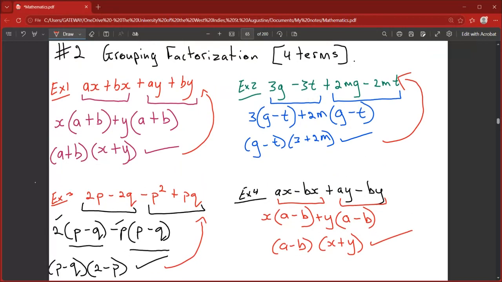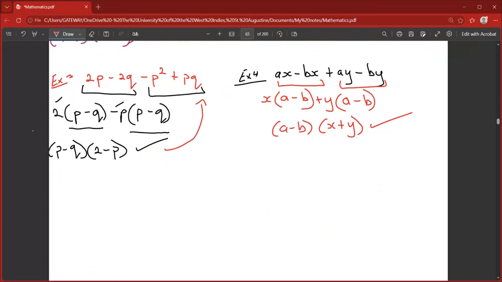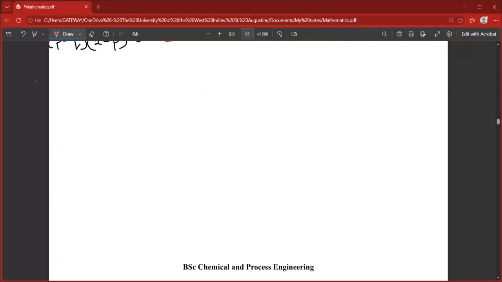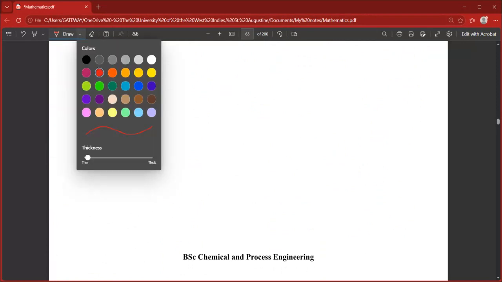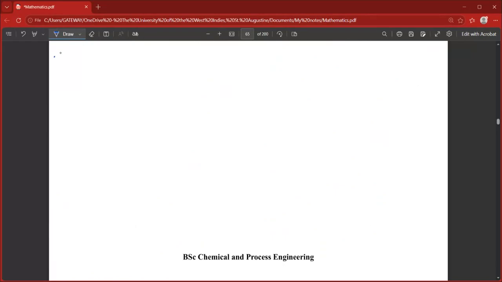So, going on to some questions to try. You have to factorize each of these questions here. Question 1: 6x plus 9 plus 2kx plus 3k.